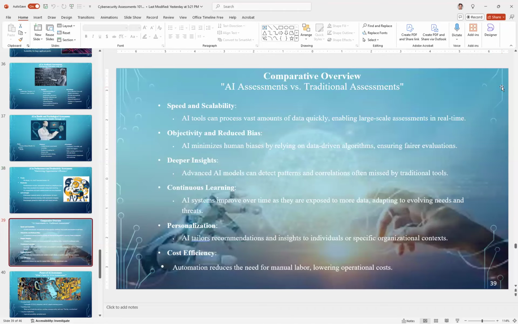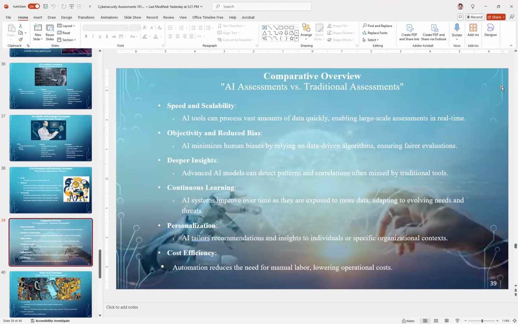For a comparative overview of AI assessments versus traditional assessments, the differences are speed and scalability. AI tools can process vast amounts of data very quickly, and it enables large-scale assessments in real time. There's also objectivity and reduced bias. AI minimizes human biases by relying on data-driven algorithms, ensuring fair evaluations. Deeper insights: advanced AI models can detect patterns and correlations often missed by traditional tools.